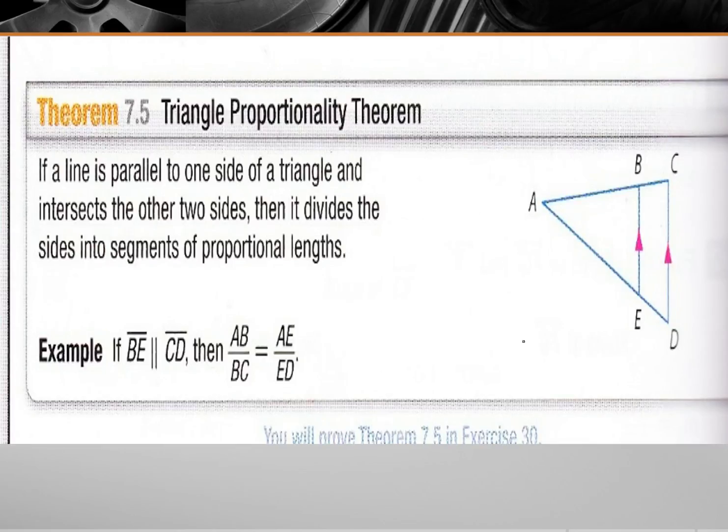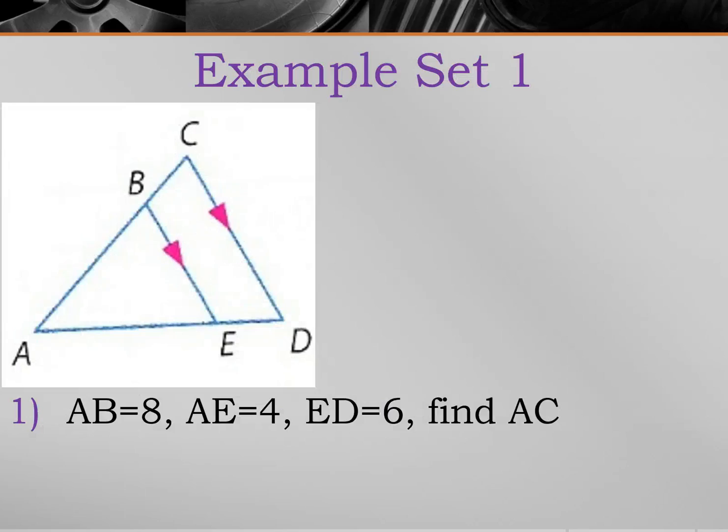So, AB and BC are the two sides split. They must be proportional to AE and ED. That's the proportion you set up, and you just cross multiply and solve using that kind of information. So here you go. We have our figure. We have our BE and CD, both are parallel lines. We're told that AB is 8, AE is 4, ED is 6, and we want to solve for AC.